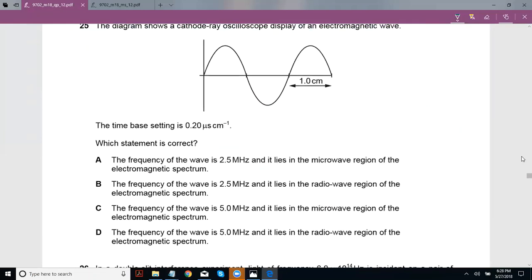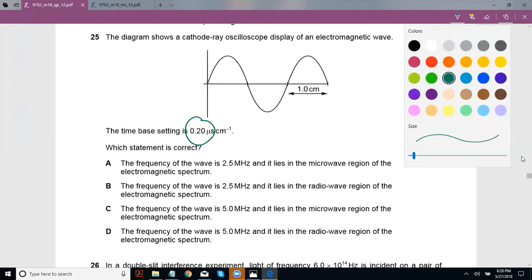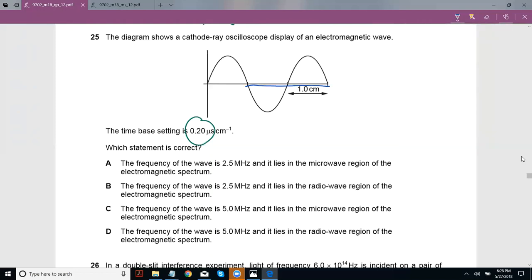Are we good? The diagram shows the CRO displacement of an electromagnetic wave. The time-base setting is 0.2 microseconds per centimeter. Which statement is correct? So all the statements require you to find the frequency. So let's do so. You can find the frequency by first finding the time period, which is this. If you know this is 1, then the time period should be 2 centimeters. But again, time period can't be in centimeters. You have to convert it. So it's given here, it's 0.2 microseconds for 1 centimeter, and hence it will be x for 2.